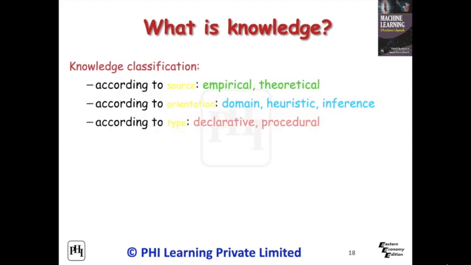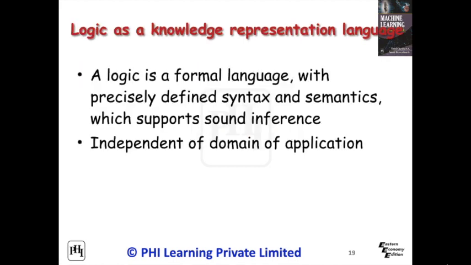Knowledge classification is based on source, orientation and types. According to source, there are empirical and theoretical approaches. According to orientation, there are domain, heuristic and inference methods. According to type, there are declarative and procedural methods.